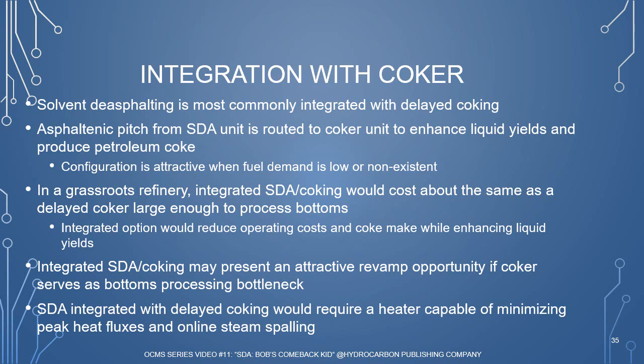A solvent deasphalter with a delayed coker requires a heater capable of minimizing peak heat fluxes to achieve the desired heater run lengths. Online steam spalling should be available to partially remove coke deposits from tubes and lengthen the time between turnarounds.